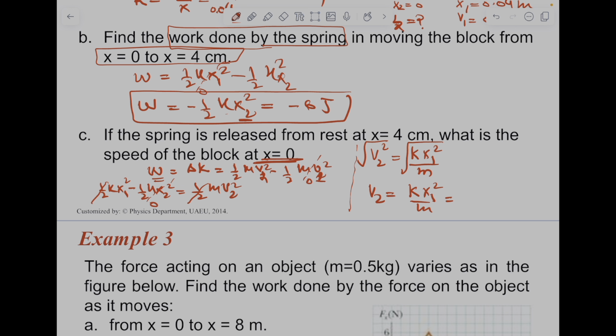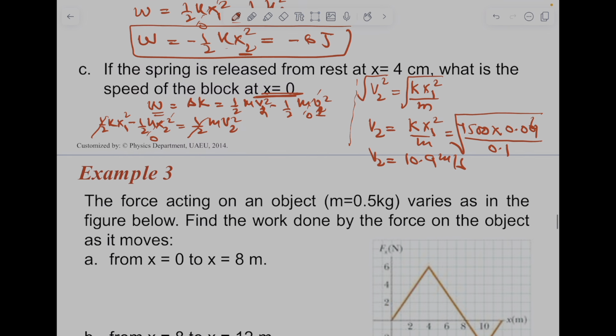So your v2 is the square root of kx1 squared over m. When we substitute the values, k is 7500, x1 is 0.04, divided by the mass, which is 0.1. Then you take the square root, and then we calculate the velocity, which is 10.9 meter per second.